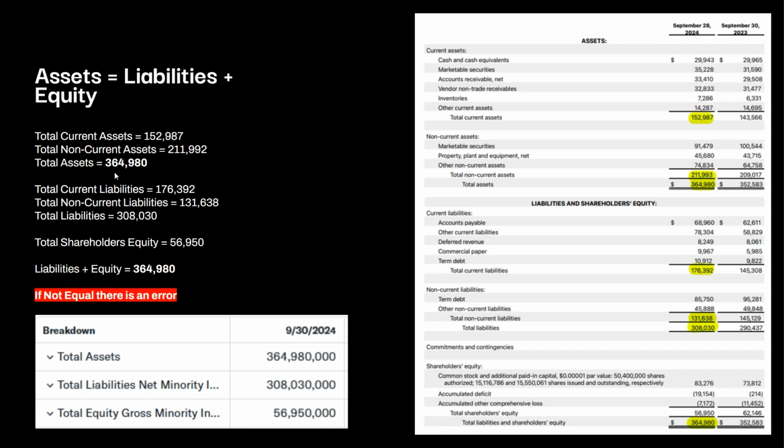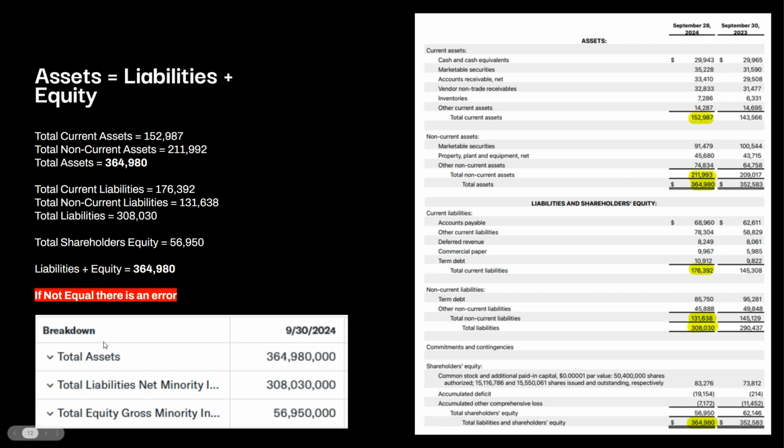Okay. Now we want to look at liabilities. There's two sections of liabilities, right? So we have our current liabilities, which is 176,392. Then also we have non-current liabilities, which is 131,638. We add both of those together and you get 308,030. Lastly, you go to total shareholders equity and you can see it's 56,950. I apologize for not highlighting that. There's a small error in this video. You sum up over here total shareholders equity and total liabilities, and you get over here 364,980. And guess what? That 364,980 here at the very bottom, that matches right over here to our total assets, right?